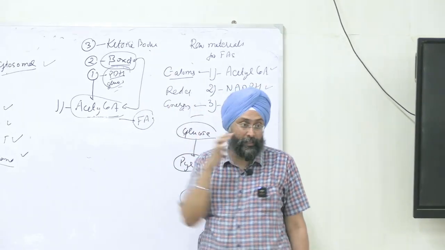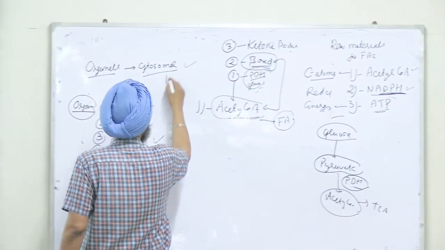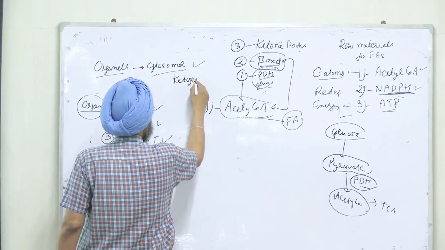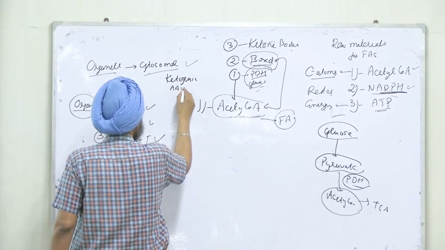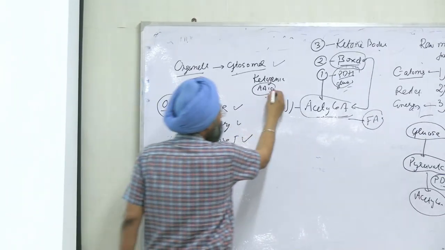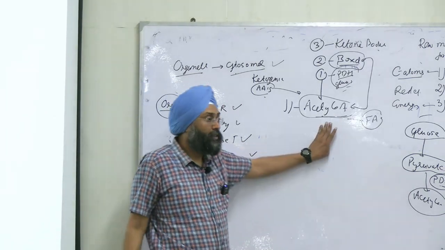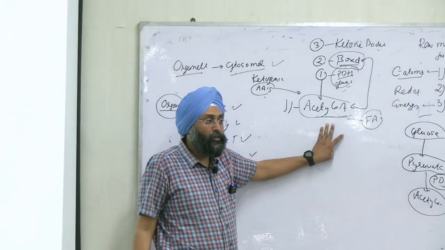Third was ketone bodies, right? And ketogenic amino acids, they can also lead to synthesis of acetyl CoA, right? So all these sources will lead to synthesis of our first building block for fatty acid, which is acetyl CoA, right? Clear to all of you?